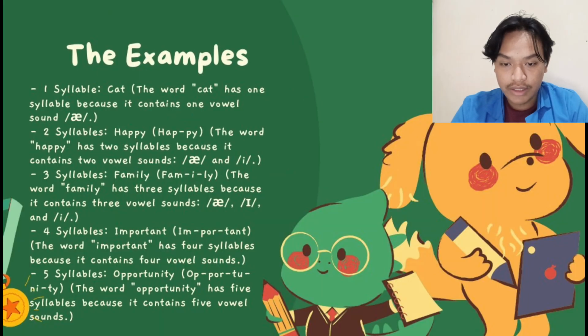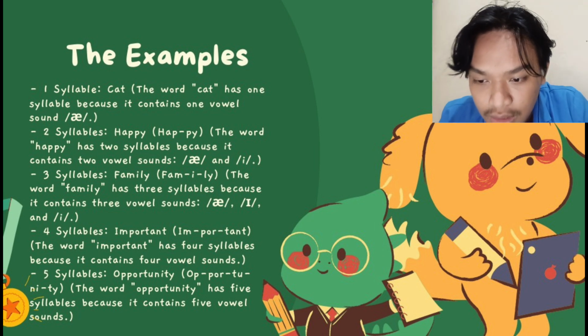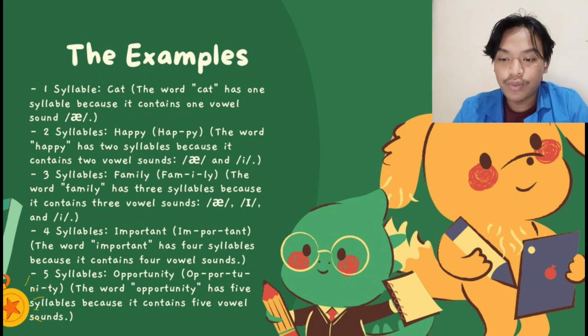Okay, for the examples of syllables. The slide shows words with different numbers of syllables. For example, one-syllable words are usually short and simple. Two- and three-syllable words are very common in daily conversation. Longer words usually contain more syllables and need careful pronunciation.